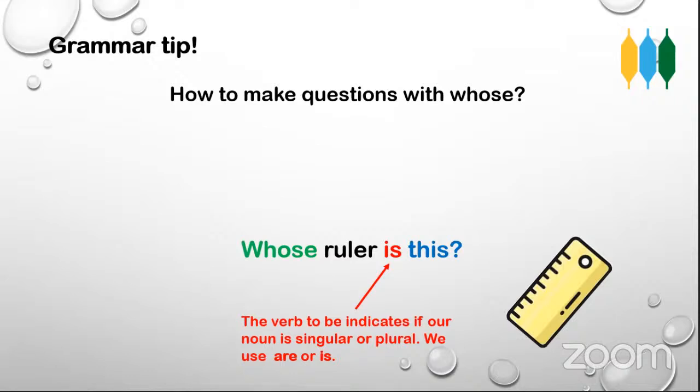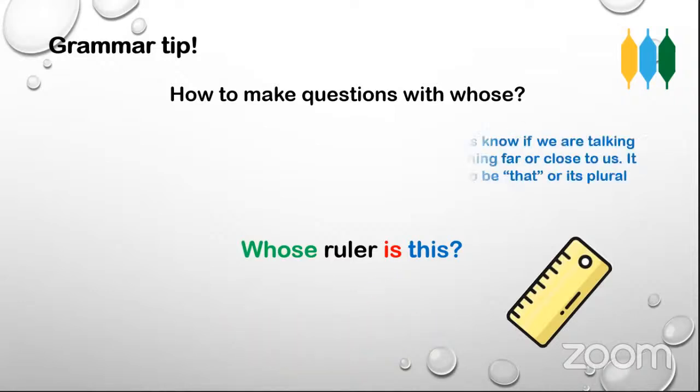And finally, we got the thing that I told you we need to remember, which is the demonstrative adjective. In this case, it could be this, but it can also be that, these, those. It's just that we're asking about who owns anything. In this case, the thing is a ruler.